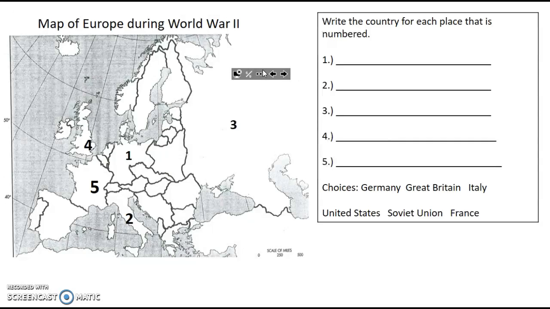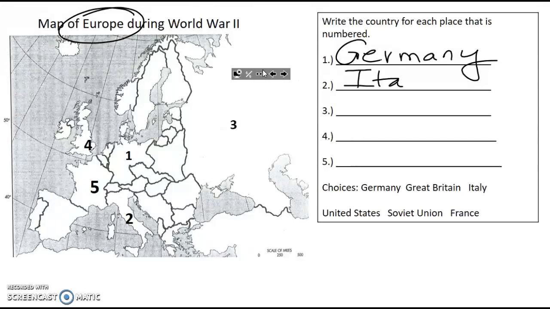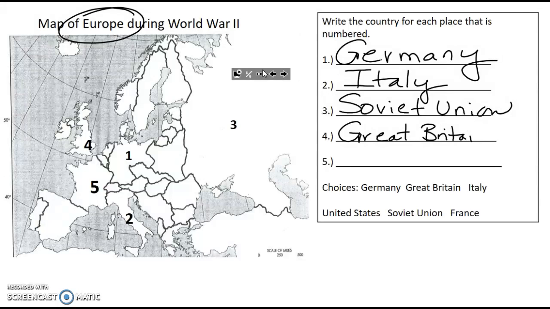This is a map exercise. We did this as a starter in class, and I'm just going to run through it again. It says write the country for each place that is numbered. So you have a map of Europe. This is not Asia, so you don't see the country of Japan. All right, number 1 is Germany. Number 2 is Italy. Number 3 is the Soviet Union. Number 4 is Great Britain. And number 5 is France.